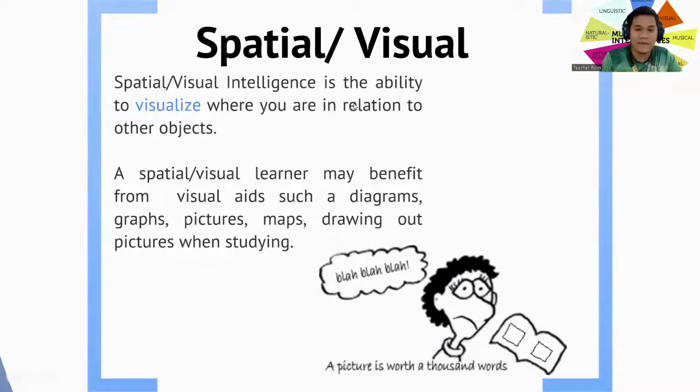Next is spatial visual intelligence, the ability to visualize where you are in relation to other objects. The spatial visual learner may benefit from visual aids such as diagrams, graphs, pictures, maps, and drawing out pictures when studying. That's why there are also students who really want to see things.